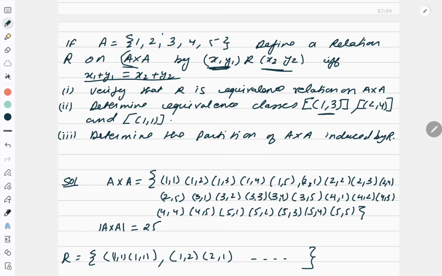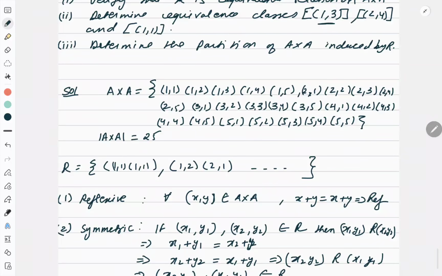So A cross A will be what? (1, 1), (1, 2), (1, 3), (1, 4), (1, 5). Then (2, 2), (2, 1), (2, 3), like that I have written all. And we have also discussed, since the number of elements in A is 5, how many elements will be there in A cross A? 25. Correct. So now how can you define the relation? The relation says that x1 plus y1, meaning in an ordered pair both the terms' sum should be equal to the other ordered pair's sum. So this is how they have defined it.